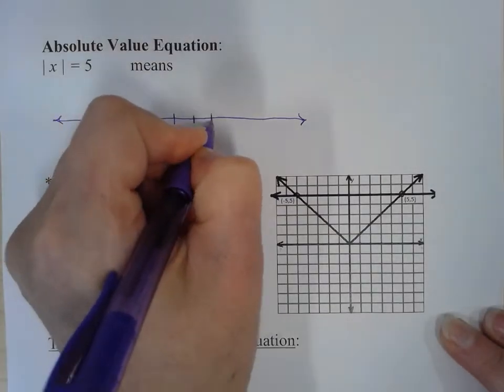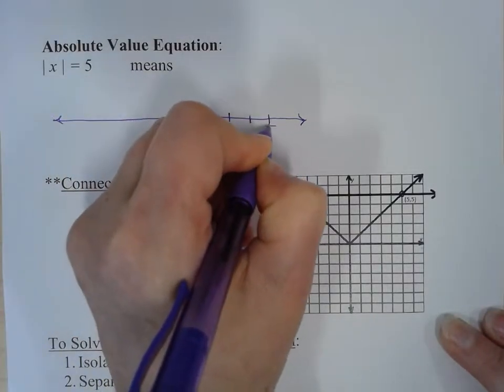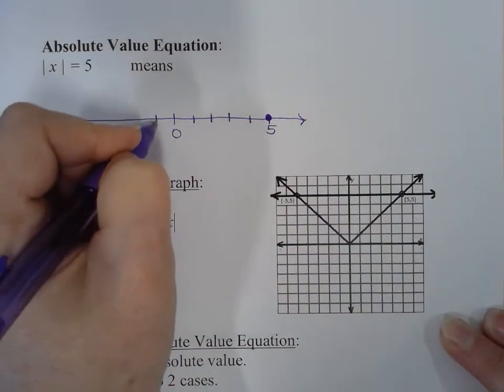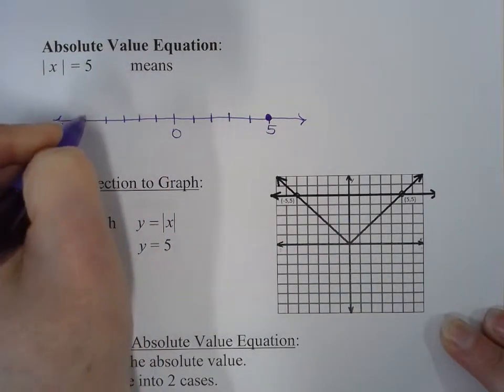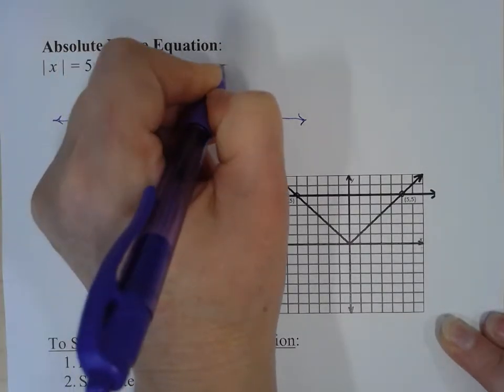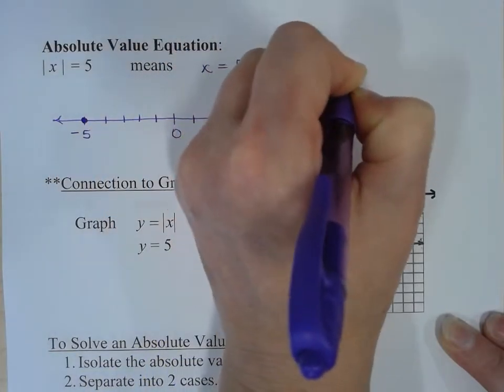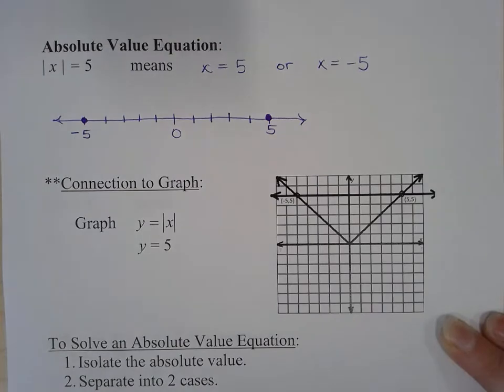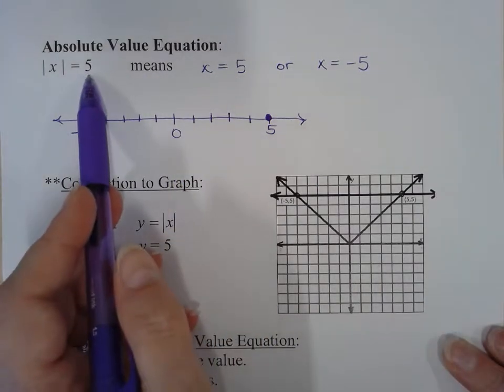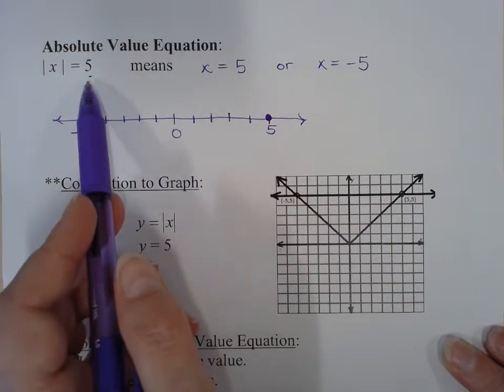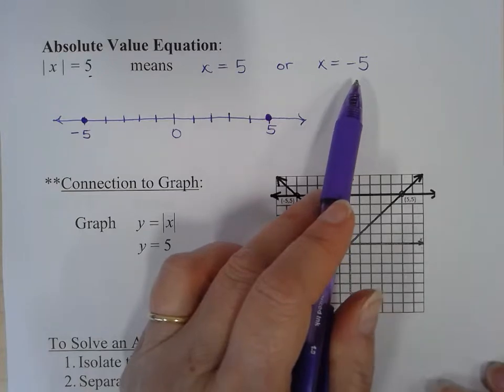So I could be 5 units on the right, or I could be 5 units on the left. And so I get 2 solutions. One that uses the 5, right? And one that changes the sign to be -5.